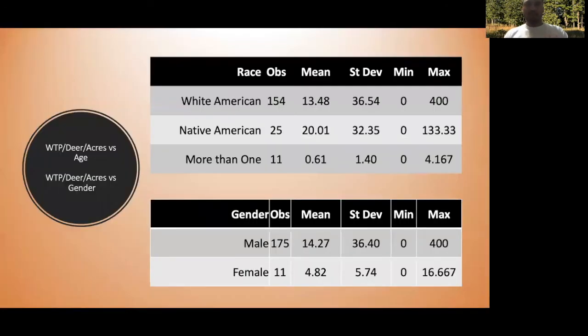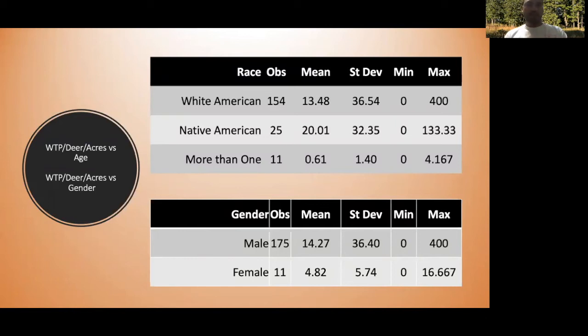Let's dig deeper into willingness to pay based on various demographics. Based on race, white Americans are willing to pay on an average of $13.48 per deer per acreage, and Native Americans are willing to pay about $20 per deer per acreage. However, we lack African American community in this result. This provides an opportunity to bring African American community into the hunting culture by policy intervention. Native Americans' higher willingness to pay compared to white Americans in our study might reflect their deeply rooted hunting culture since pre-Columbus era of American history. However, this is a subject of research.